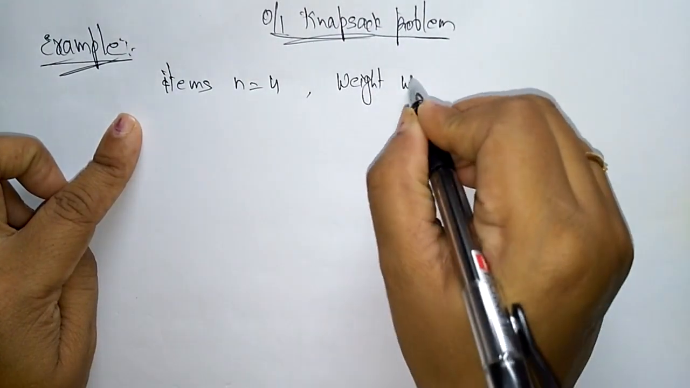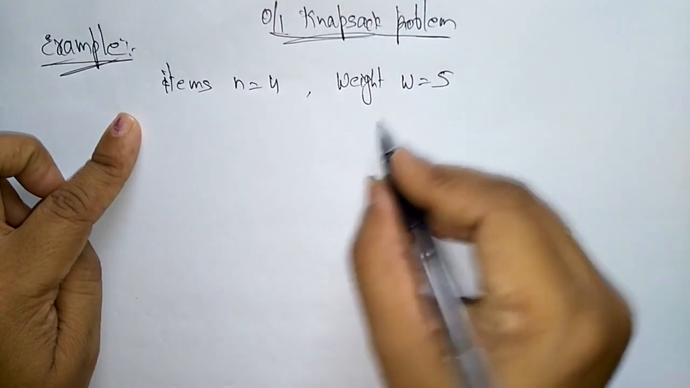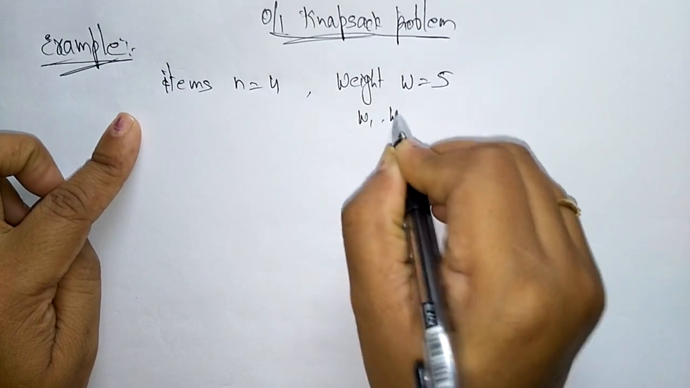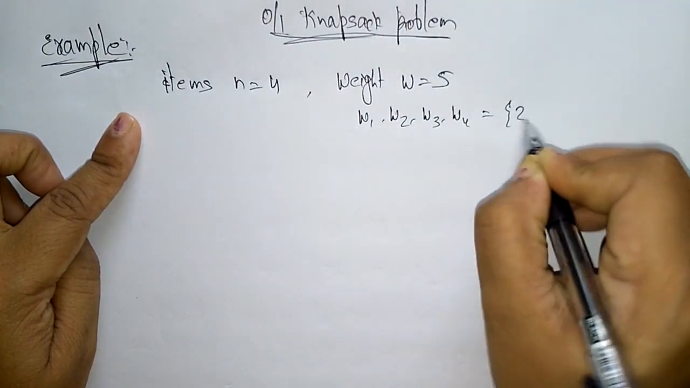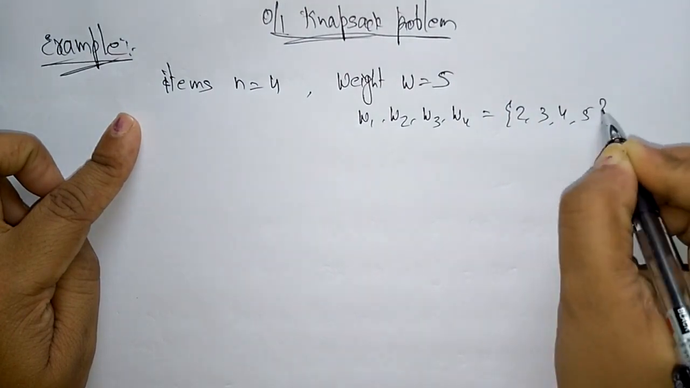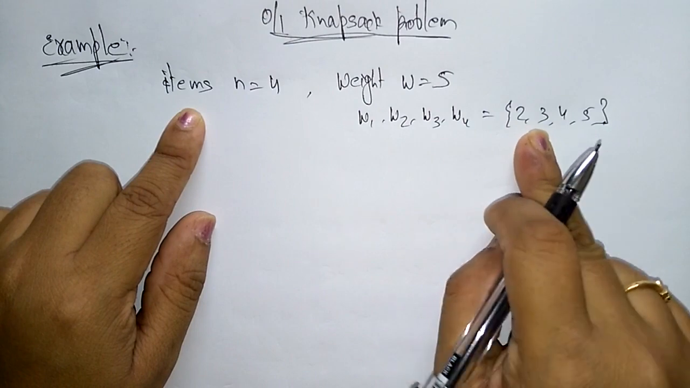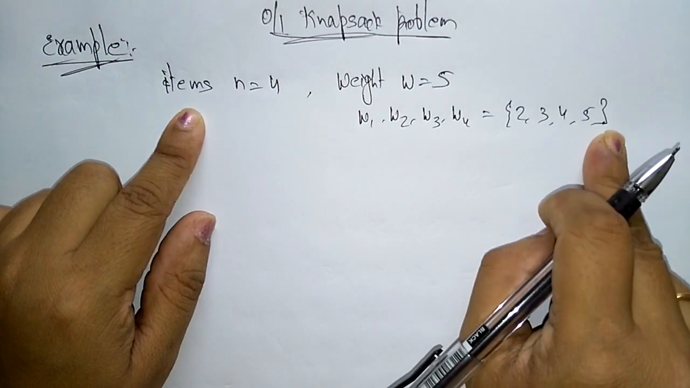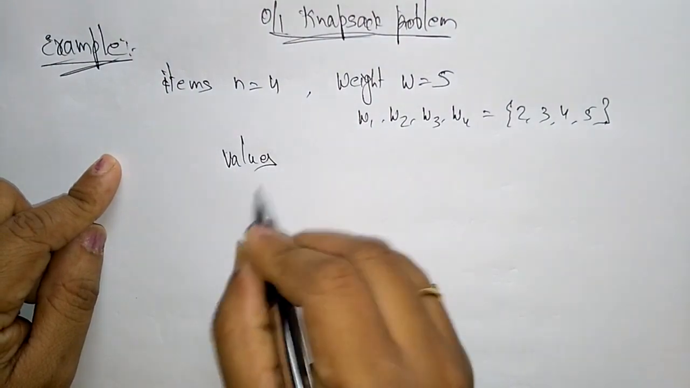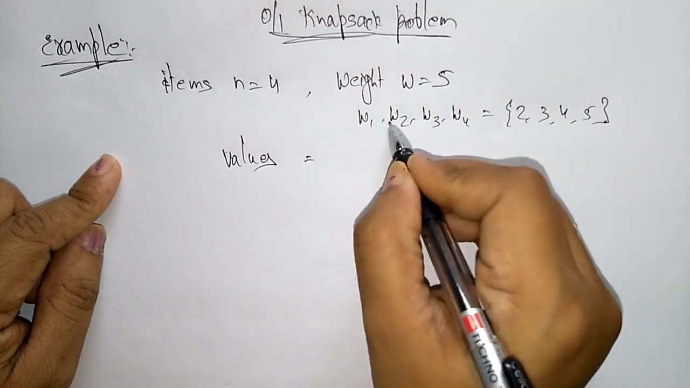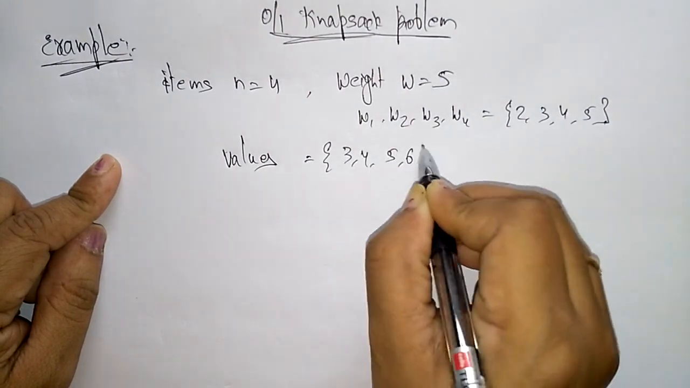The knapsack capacity W is 5. Means there are total 4 weights, that is W1, W2, W3 and W4. Let us take 2, 3, 4, 5. Means first item weight is 2, second item weight is 3, third item 4 and fourth item is 5. And let us take the values for those particular weights as 3, 4, 5, 6.